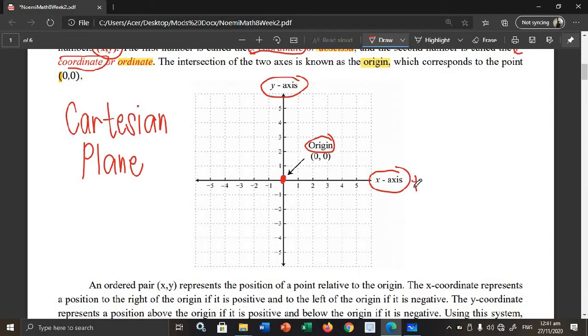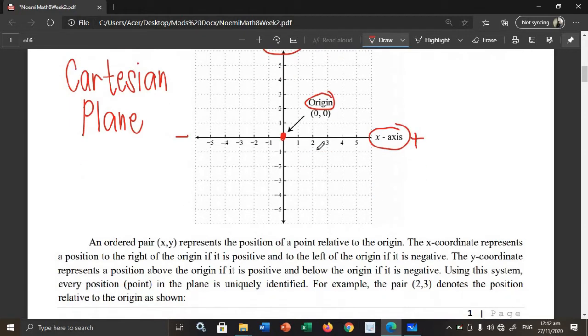Positive kapag nasa right. Kapag nasa left side, ang x-coordinate mo or ang abscissa mo ay negative. As you can see, the labeling here of the x-axis, lahat ng nasa right side, positive sila. Lahat ng nasa left side, negative sila.